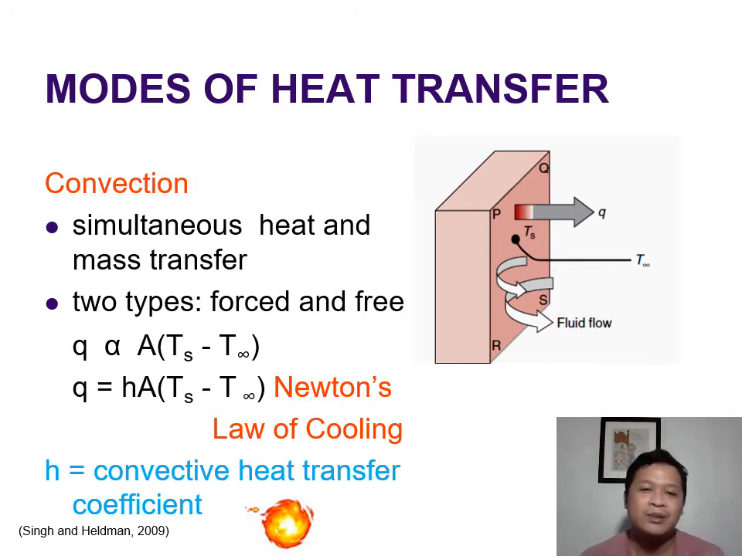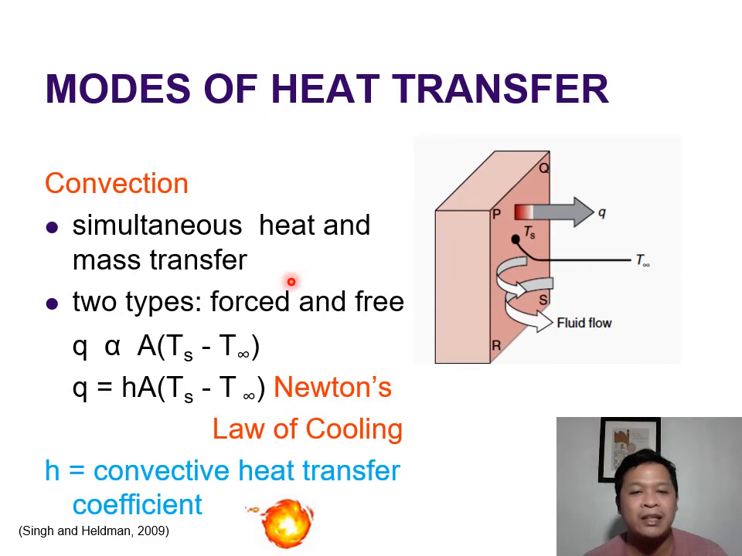Okay, so nonetheless, let's continue with convection. So we know for a fact that convection is both heat and mass transfer at the same time. In conduction, we know that technically the molecules are just in place, but in convection, they always move around depending on the heat content. So we have two types of convection, forced convection and free convection. Free convection is what we call natural convection.